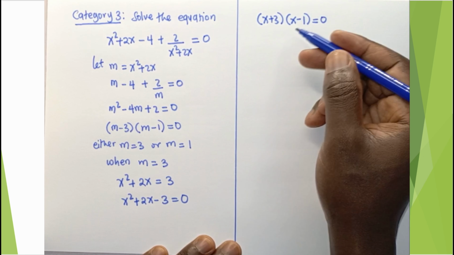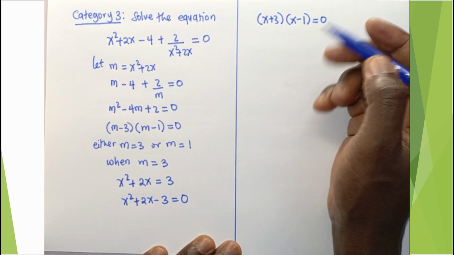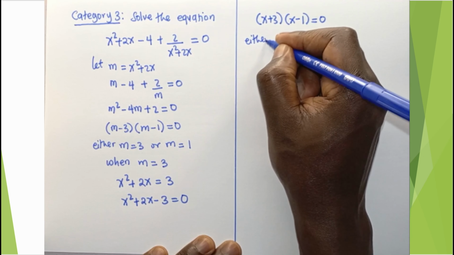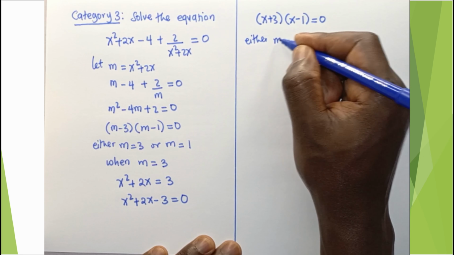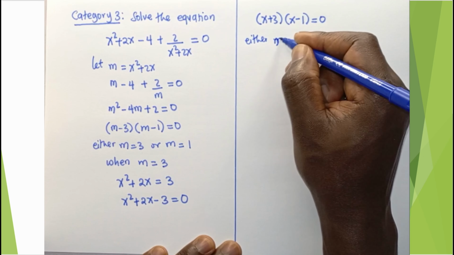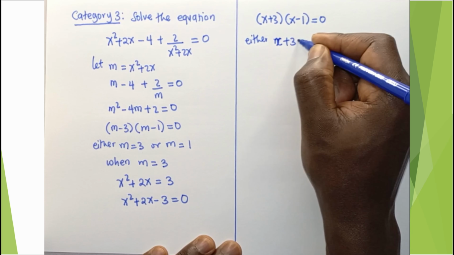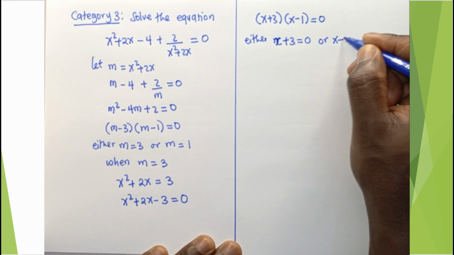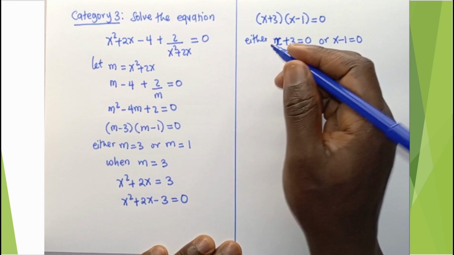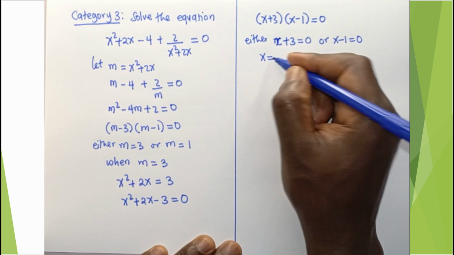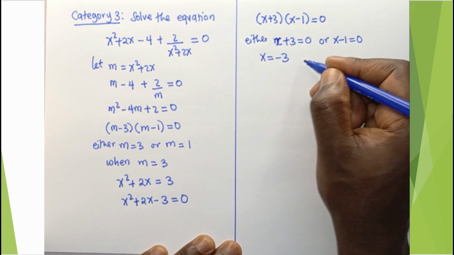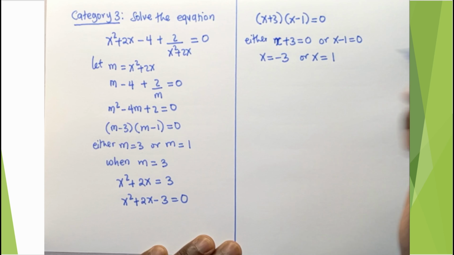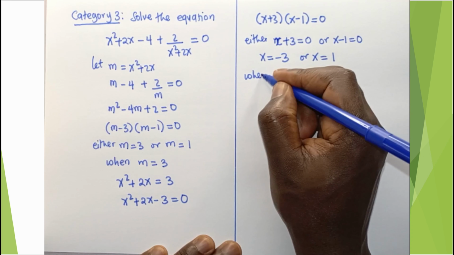is equal to 0. So we come and say either x plus 3 is equal to 0, or x minus 1 is equal to 0. So either x is equal to negative 3 or x is equal to 1. So we have the values of x for the first case. So we go to the second case.